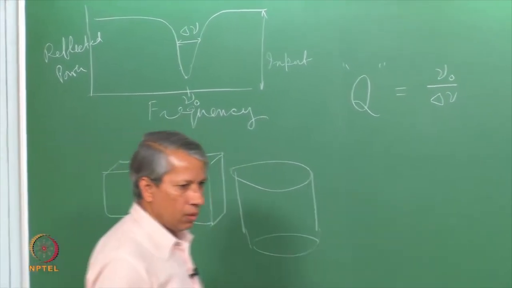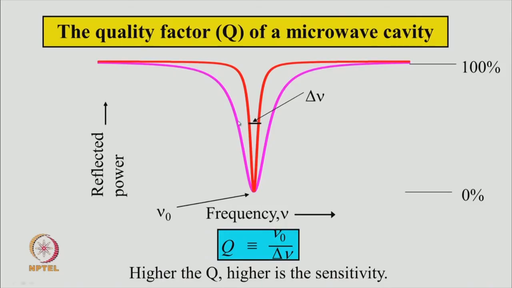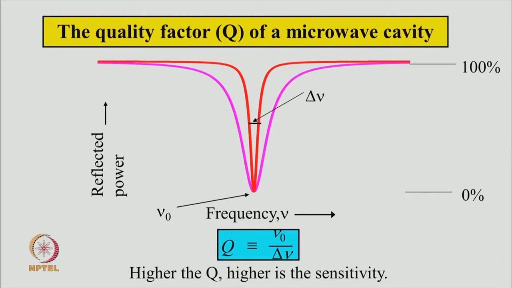Why is that? In this slide, I have shown the reflection profile of a cavity for two different Q values. So, this shows the response of two different cavities. The red one is sharper and the pink one is broader. So, delta nu for this is smaller than the pink one. As the Q is defined to be equal to nu 0 by delta nu, this cavity with the red profile is sharper, and the higher the Q, the higher the sensitivity, which should be apparent from here.